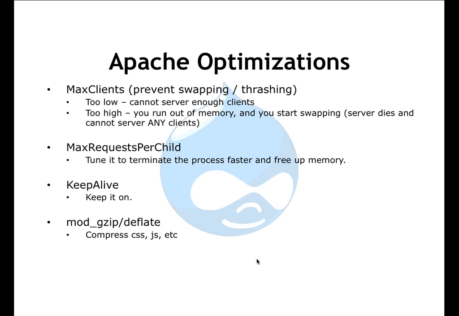Some Apache optimizations that you can do are, you can try tuning the MaxClients. This is a setting you have to be careful with, because if it's too low, you might not be able to serve enough clients, and they'll see a screen that says server has exceeded client usage, which doesn't look very pretty. But if it's too high, you might run out of memory and your server will start thrashing about. So it'll crash and then you can't serve any clients. So it's worse. You can also tune the maximum number of requests per child process. So typically you want to tune it to be able to run a few processes and then terminate after a while to free up some memory.